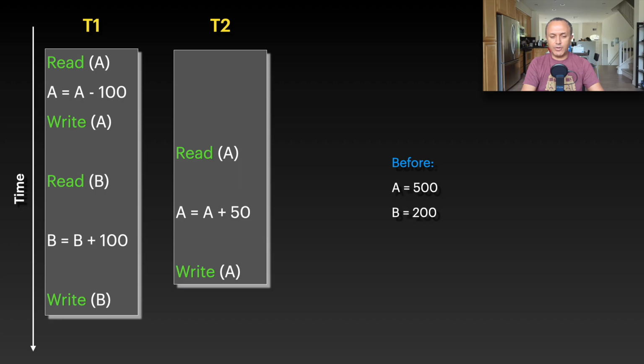In some cases, this might cause issues, but in some cases it might not. Depending on the situation, it's not always bad by default. Some cases might be bad, some cases might be okay. Let's look at this example. Again, starting with these values. So reading A, that's 500. Subtract 100 and write it back. Now we have 400. T2 is going to read A, so it's going to read that 400.